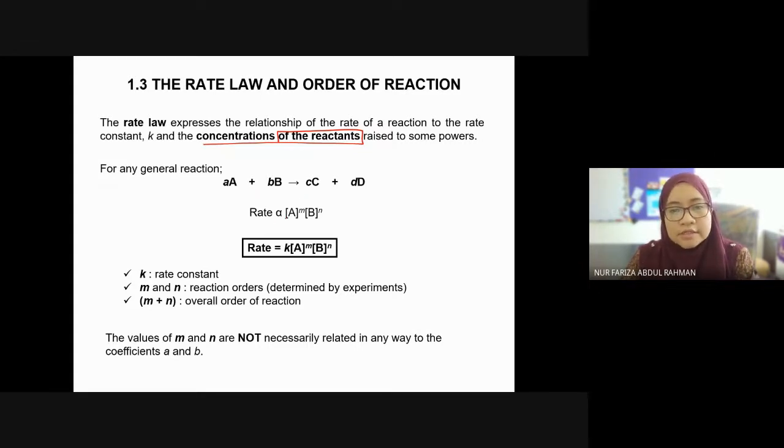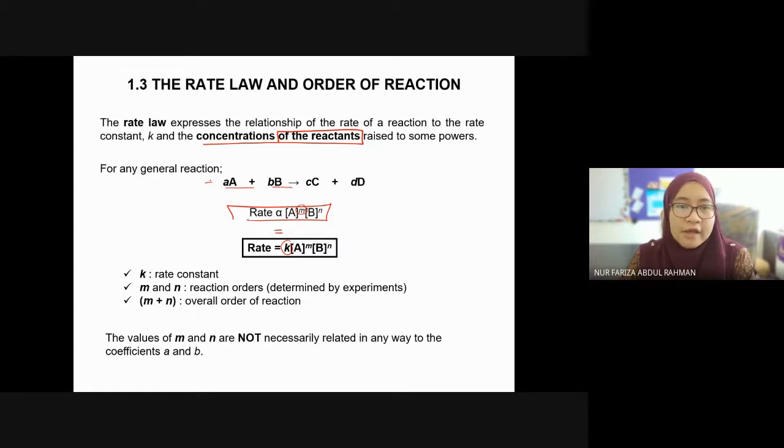Okay, so rate is directly proportional to concentration of A raised to a power of M times concentration of B raised to a power of N. Okay, when we want to solve this relationship, kita nak solve, that means kita nak transform into sama dengan, into equal. Okay, so that's why we have to have the constant there. Okay, rate is equal to K times concentration of A raised to a power of M times concentration of B raised to a power of N, because we have two reactant.